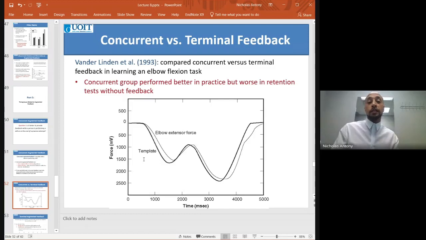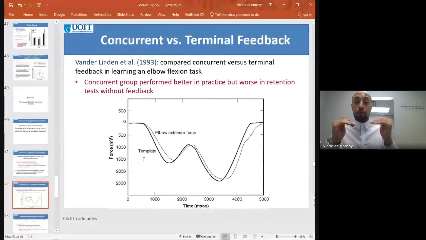So when you have concurrent feedback, do you remember the example of people practicing putting 30% of their body weight when using a crutch? They had a force plate. Some people got a monitor screen that told them how much weight they were putting on, and other people got the information after. In practice, the people that had the display performed the best, but on the tests, they performed the worst. Do you guys remember that?